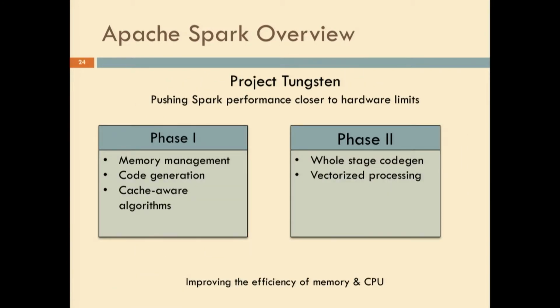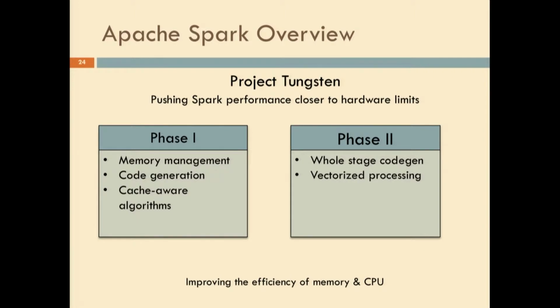All right. This is a lot more under-the-cover stuff, but there's Project Tungsten. You can look it up for more information. A lot of people ask, why is Spark fast? There's many, many reasons why Spark is fast. There's many, many things that it does to make it fast. One of them is memory management.